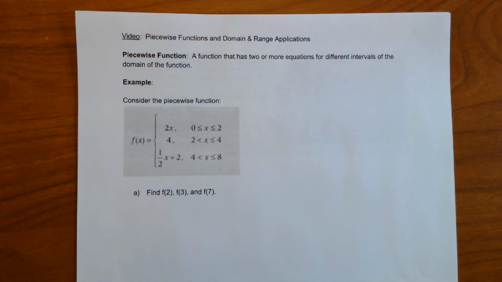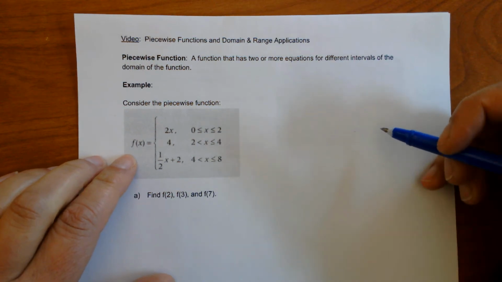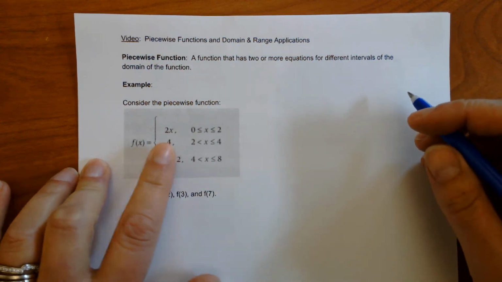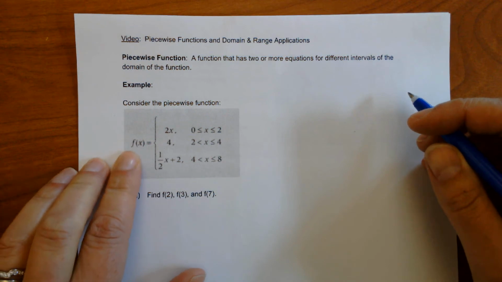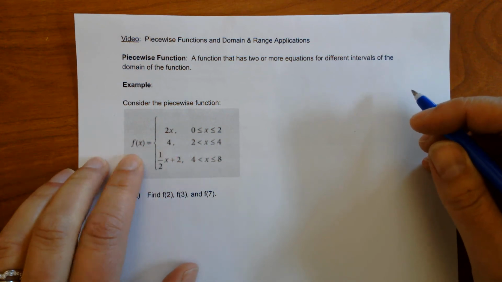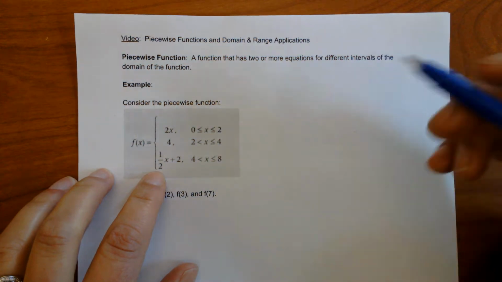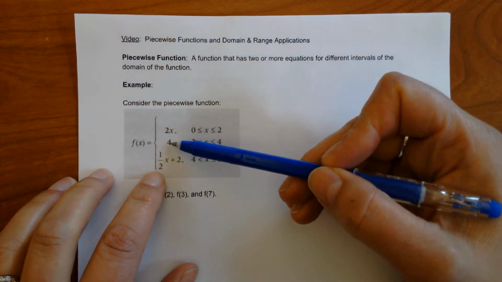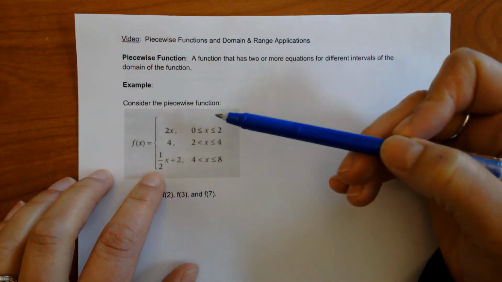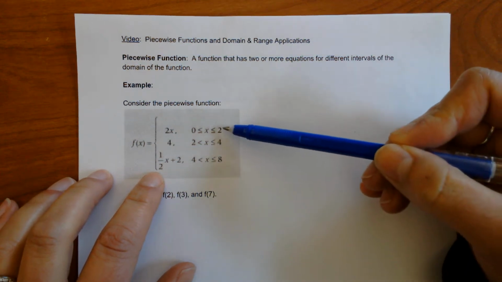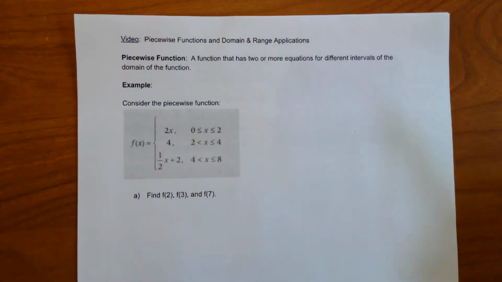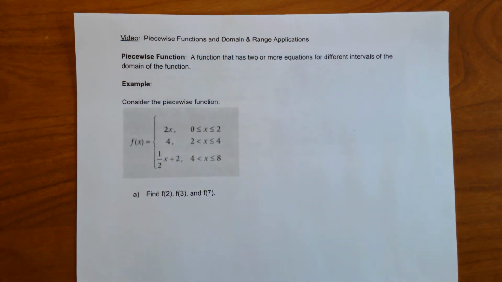What is a piecewise function? It's a function that has two or more equations for different intervals of the domain of the function. So let's look at what a piecewise function is. f of x could equal 2x, f of x could equal 4, f of x could equal 1/2 x plus 2. So we actually do have three different equations here, but there are certain intervals that they only work for. Let's see what I mean by that.